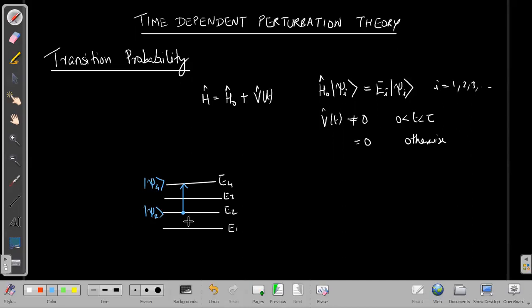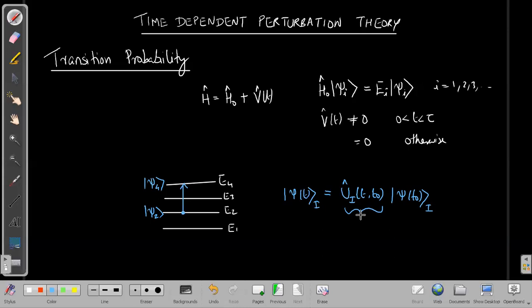Now, how to find that probability? We know that in time-dependent perturbation theory, the time evolution of the system, psi of t in the interaction picture, I can write as UI(t, t0) acting on psi at t0 in the interaction picture. Once you know this UI, it is possible to find the transition probability.